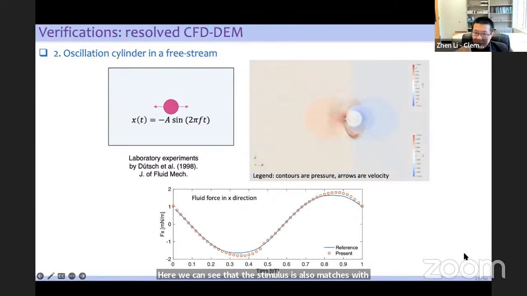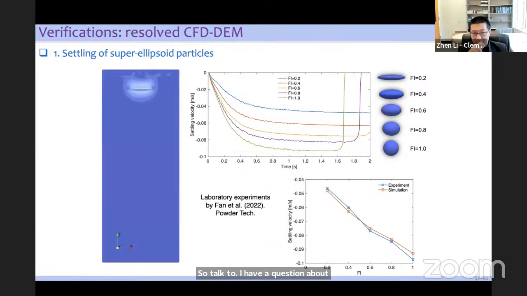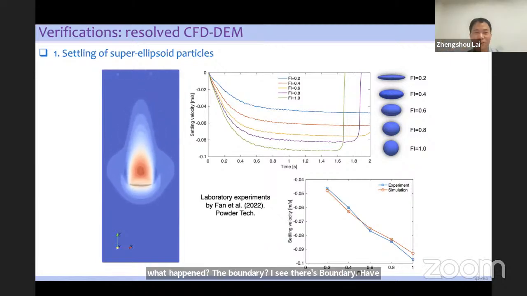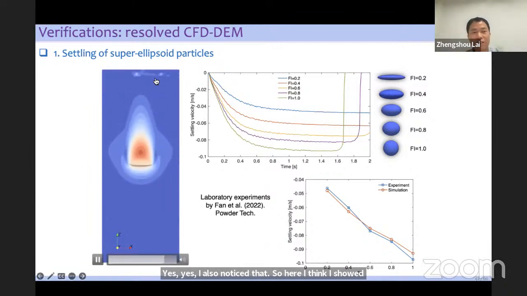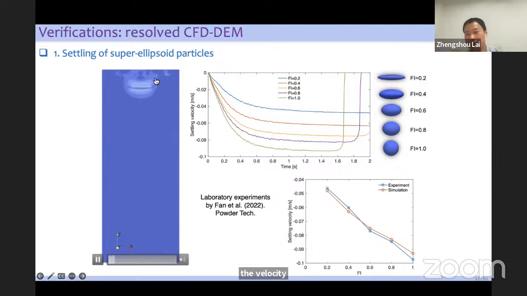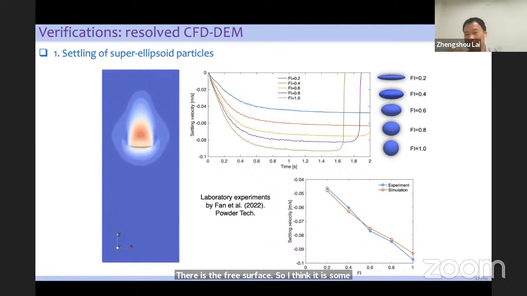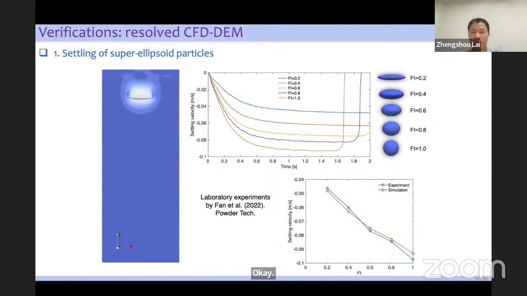Dr. Lai, I have a question about the previous test case. So what happened with the boundary? I see there's a boundary. Yes, I also noticed that. So here, I think I showed the velocity field, and the top part there is the free surface. So I think it is some vibration of the water surface. Okay, there's a free surface. Yeah, there is a free surface between the water and the air.